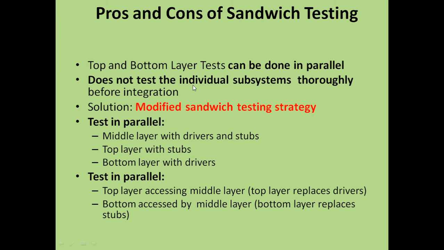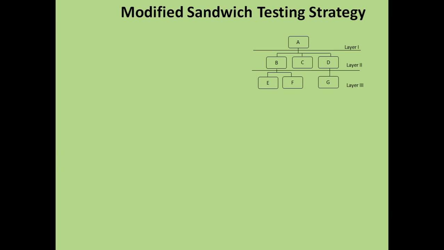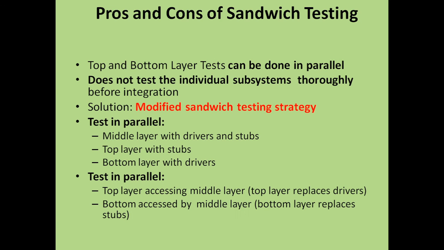Top and bottom layers can be done in parallel, but it does not test the individual subsystems thoroughly before. That is a problem with this: top and bottom layer tests can be done in parallel, that's okay, but it does not test the individual subsystems thoroughly before the integration. Because thorough testing of the individual subsystems, once they are done, then we can incrementally integrate them. So this is not being done in this case.